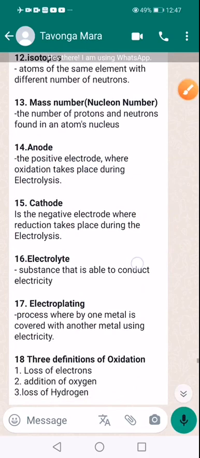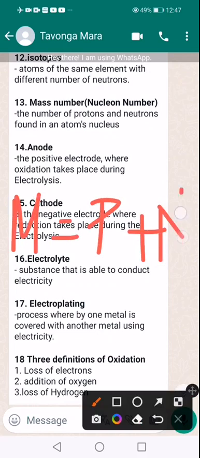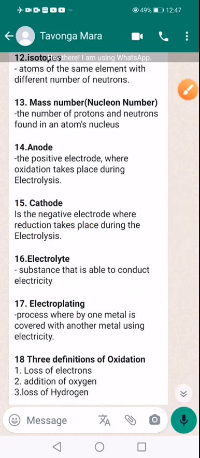Then mass number, or nucleon number, is the number of protons and neutrons found in an atom's nucleus. Correct? Mass number means protons plus neutrons together. The mass number is equal to proton plus neutron. That's the formula. Right?